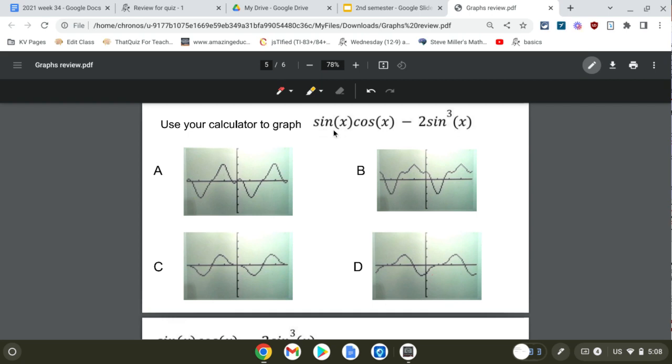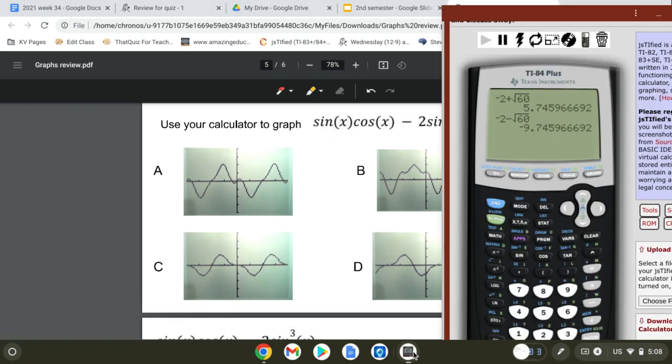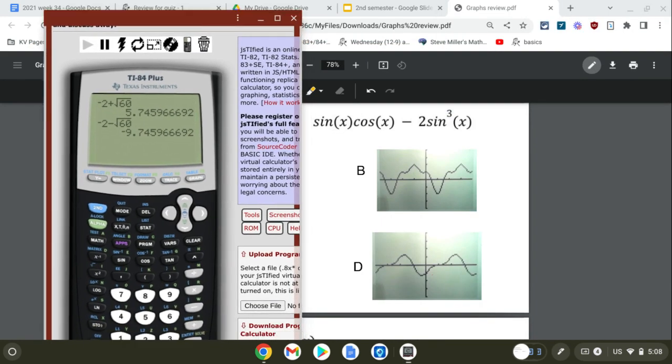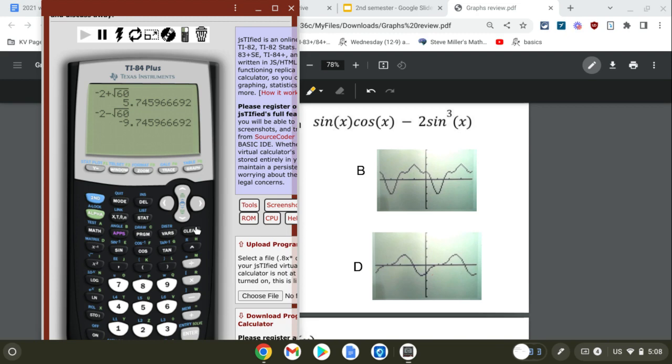So what you need to do is graph this in your y equals menu. So I'll show you how to type that in. I want you to first off make sure that you're in degree mode. It really doesn't matter for this, but it's going to be important for the next question. All right, mode, degree mode, and then we're going to go to y equals.